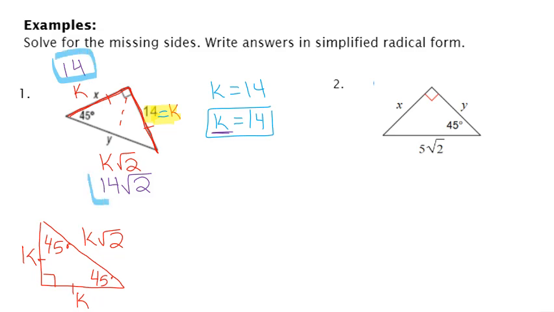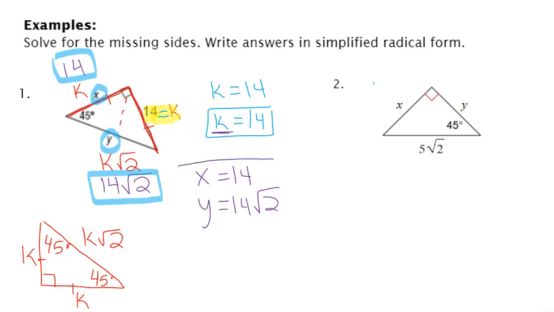And this ends up being the remaining two sides that we're trying to find. So our goal was to find x and y. I can see that x is equal to 14 and y is equal to 14 radical 2. And that would be my final answer.